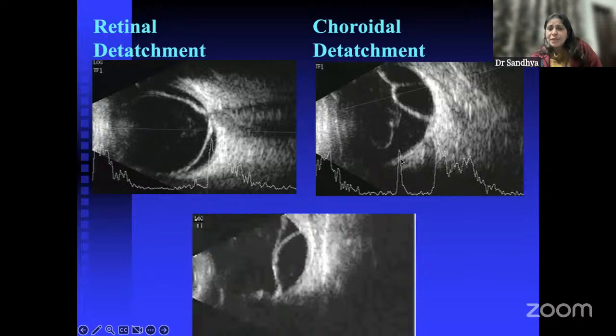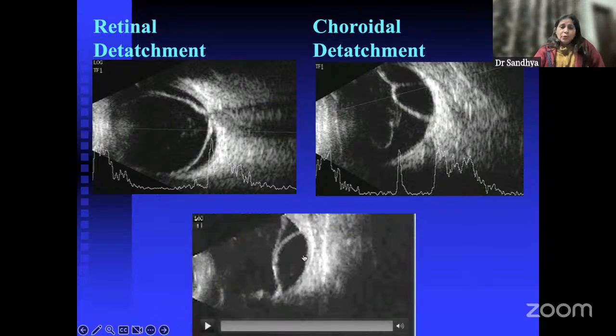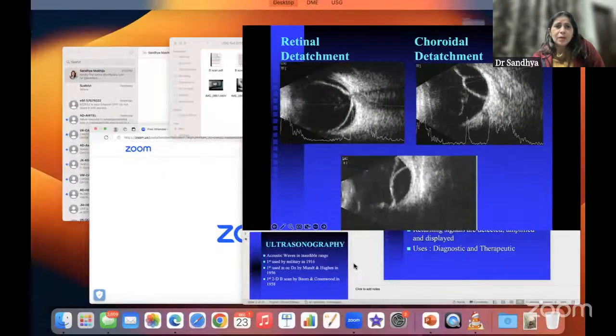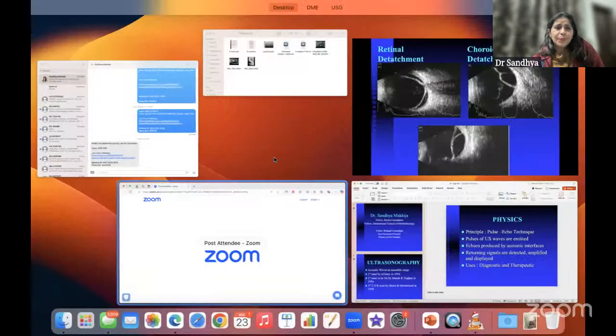And if we see the corresponding A-scan spikes, this is a retinal spike, a little higher, whereas this is the choroidal spike, a little lower as compared to this retinal spike. All the rest of the spikes are moderate, and these are the scleral spikes behind the choroid. So this is the combined retinal and choroidal detachment, and I will show you the video also.